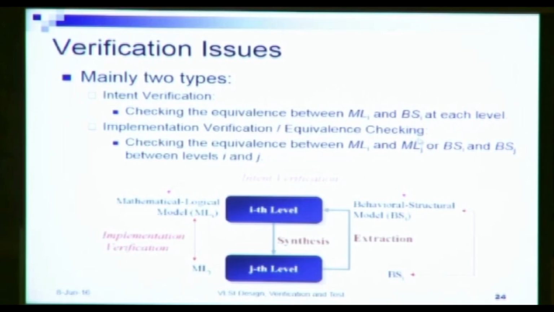What does this verification do? It is checking the equivalence between MLI and MLJ, or BSI and BSJ, at two distinct levels. So is the implementation correct with respect to the two mathematical specifications at the distinct levels? Is the synthesis correct with respect to the behavioral structural specification at two distinct levels? This is verified by checking the equivalence between these two levels, and is called equivalence checking.